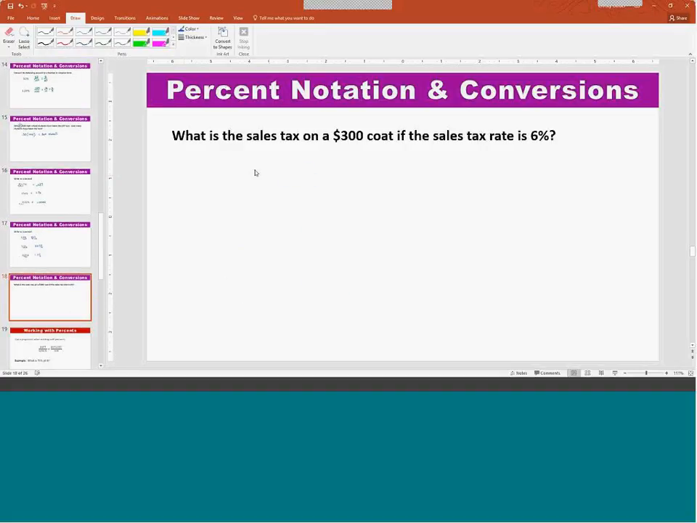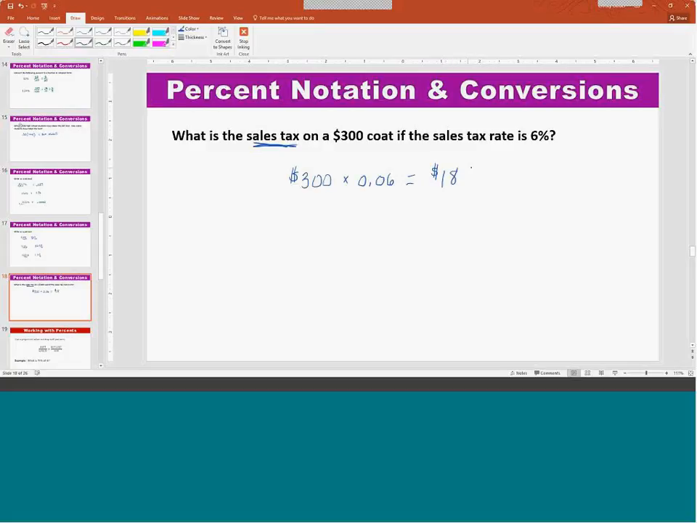All right, we're almost there. How does this apply? We've probably all run across this, gone to a store and seen the price of something and remembered that there's sales tax. So what is the sales tax? It's not asking for the total that you're going to pay. It just wants to know how much tax am I going to pay on a $300 coat. Its tax rate is 6%. So anytime you do that, you want to change your percent into a decimal. So we're going to take $300, multiply it times 6% in decimal form, which is 0.06. $18.